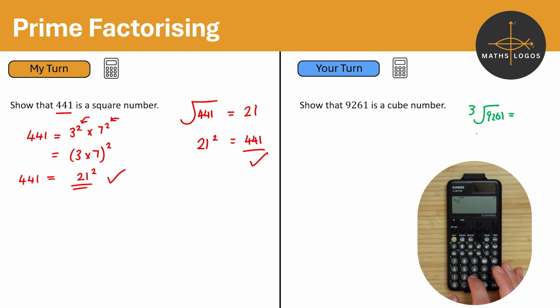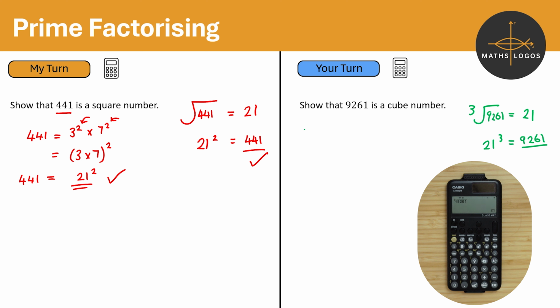Then instead of a 2, we're going to put a 3 up in the corner there and then type in our 9261. So this is going to do the cube root of 9,261 and it gives me an answer of 21. And what that means is that 21 cubed would be equal to 9,261. So 9,261 is 21 cubed, it's a cube number.